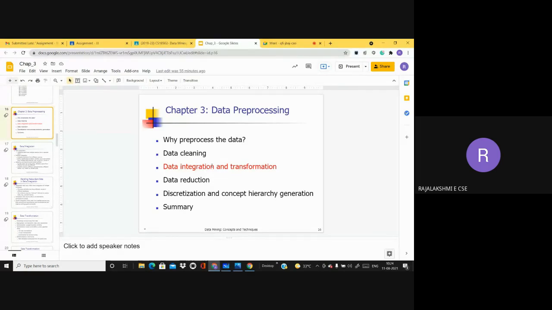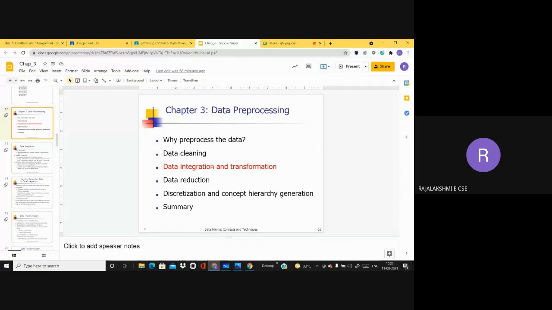We just covered data integration. Why do we do data integration? To reduce redundancy. Sometimes, because of the meaning of the data or the name of the attribute, when we combine, we miss something. Then two different attributes with the same value will exist.